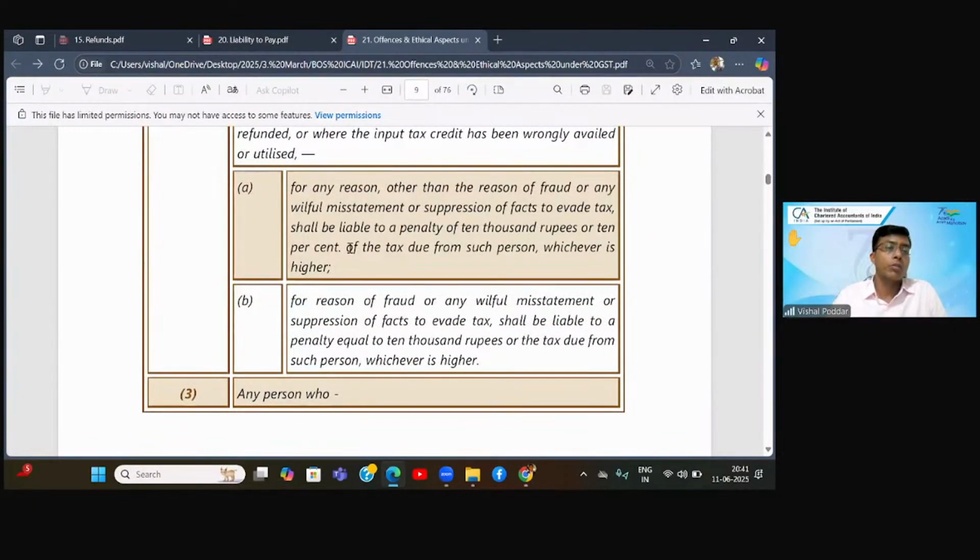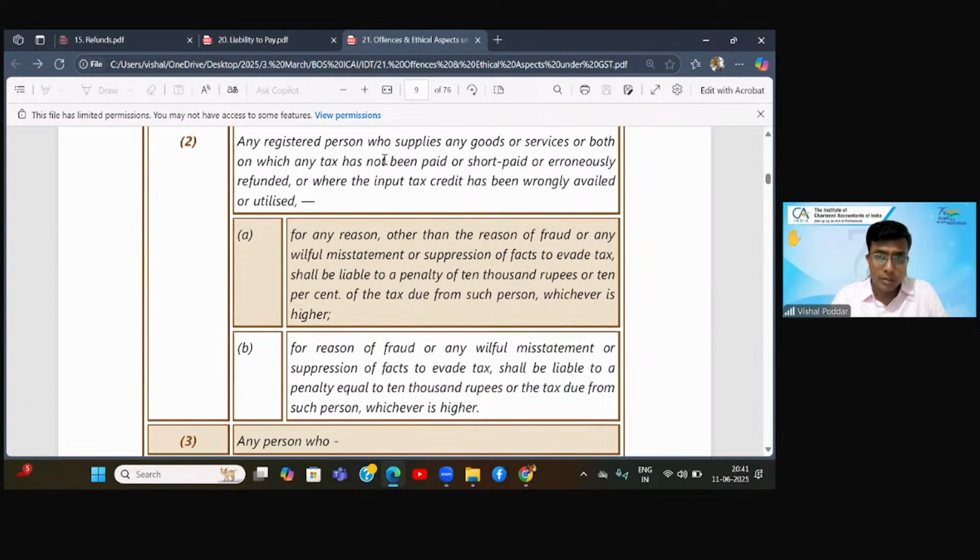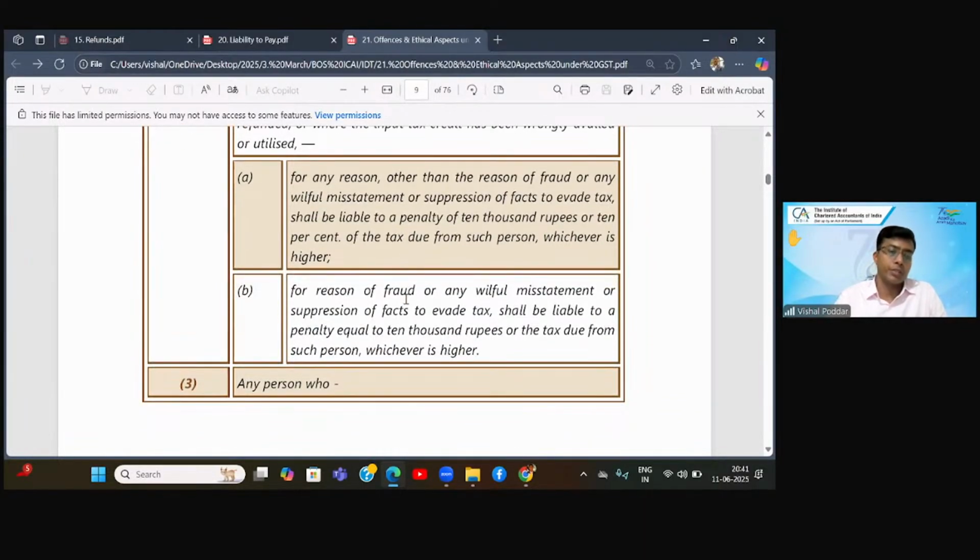When it will be considered as an offense and liable for penalty: where the person has supplied such goods on which tax has not been paid or short paid, or on which ITC has been wrongly availed or utilized. How? By reason other than the reason of fraud or willful misstatement or suppression of fact to evade tax, shall be liable to penalty of 10,000 rupees or 10% of the tax due from such person, whichever is higher. And if it is for reason of fraud, shall be liable to penalty equal to 10,000 or the tax due from such person, whichever is higher.